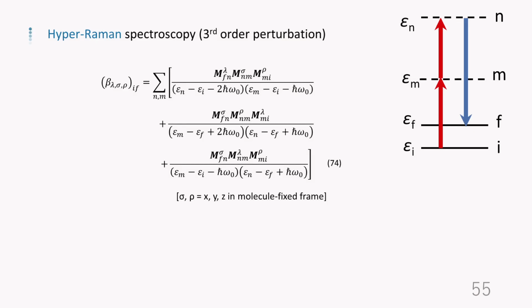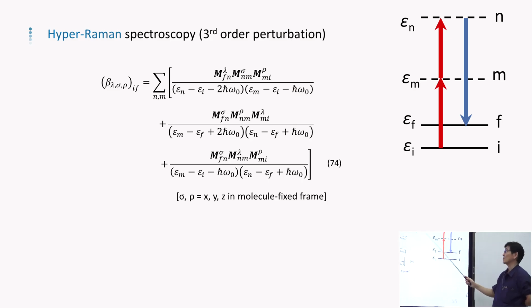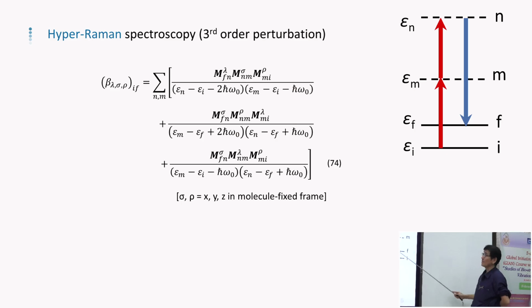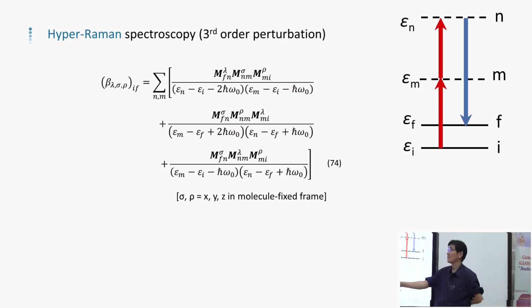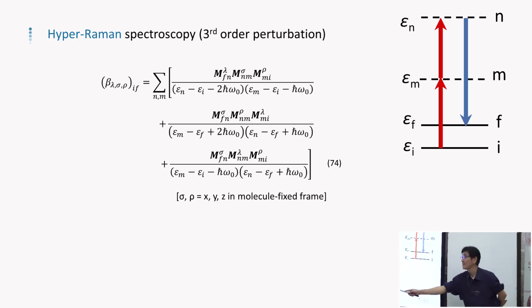And, sorry, a few pages, probably two pages. And on the fifth day, I explained Hyper-Raman spectroscopy. This is similar to Raman scattering, but in this case, this is a third-order perturbation. So this is a two-photon excited scattering process. First perturbation, second perturbation, third perturbation. So this is third-order perturbation. And the Hyper-Raman tensor is given in this way. Okay, again, sigma rho is xyz in the molecular fixed frame.